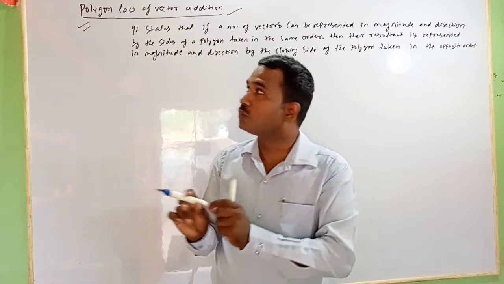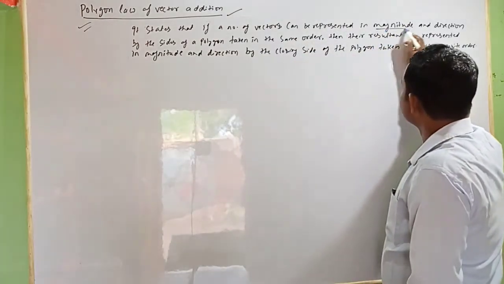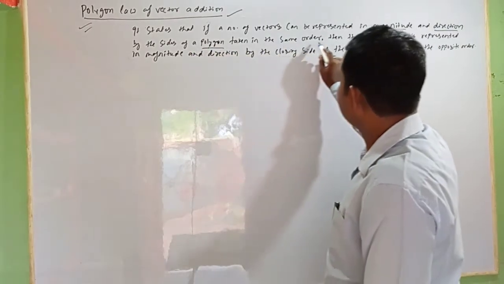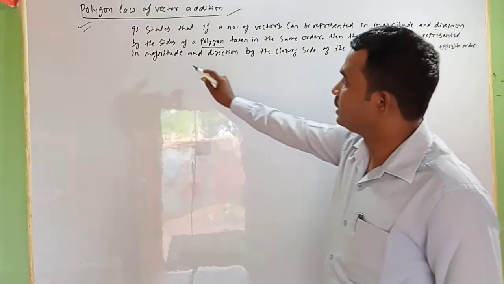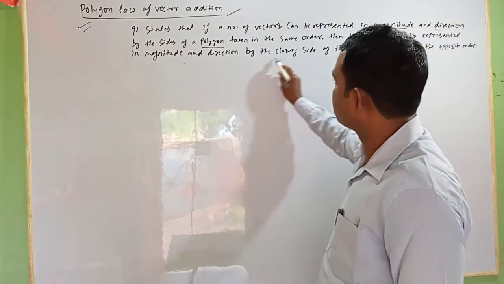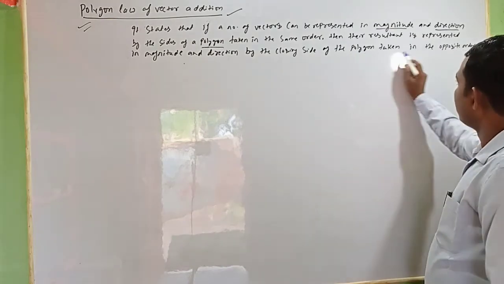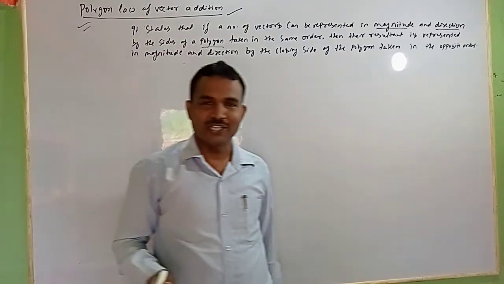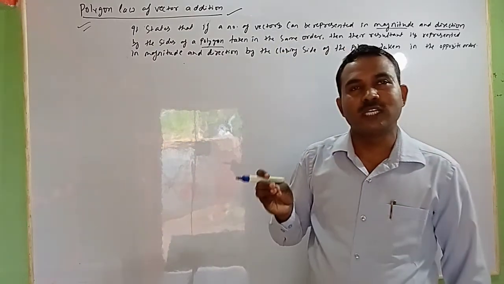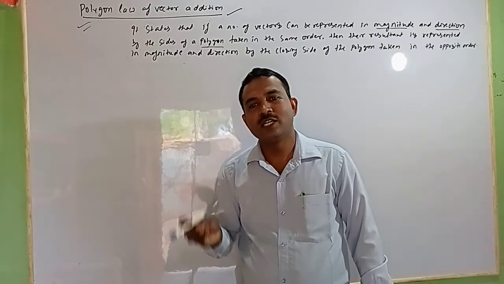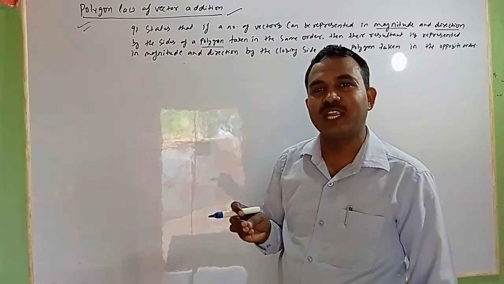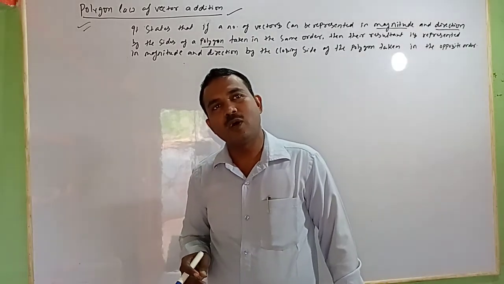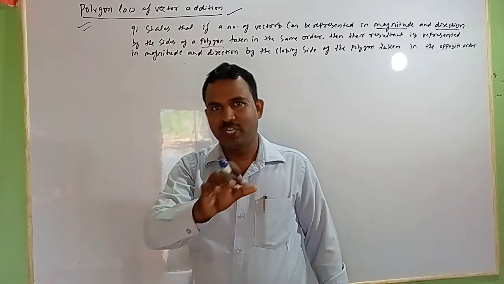Okay, very good. So if the vectors are represented by their magnitude and direction by the sides of a polygon taken in the same order, then their resultant is represented in magnitude and direction by the closing side of the polygon taken in the opposite order. It means, suppose that you have many vectors represented by their magnitude and direction, you can add them by the head-tail method, and the closing side will be the resultant, and the sum of all these vectors will be equivalent to that.